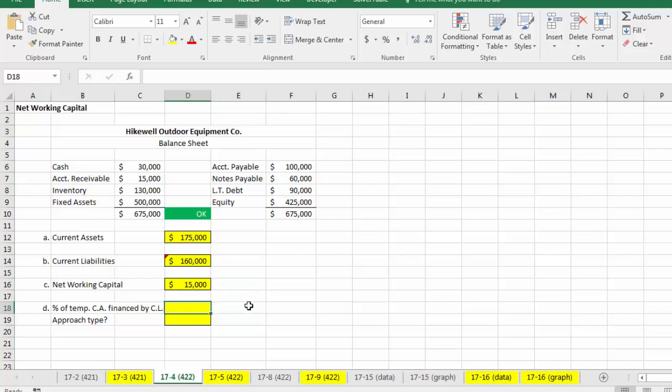Okay, and then finally it says, what percentage of temporary current assets is financed by current liabilities? So first off, let's just review that we have the total of current assets. Now the problem said half of current assets are permanent, half are temporary. So percent of current assets temporary, let's do it like that. That equals half of our current assets. So 87,500 of our current assets are temporary.